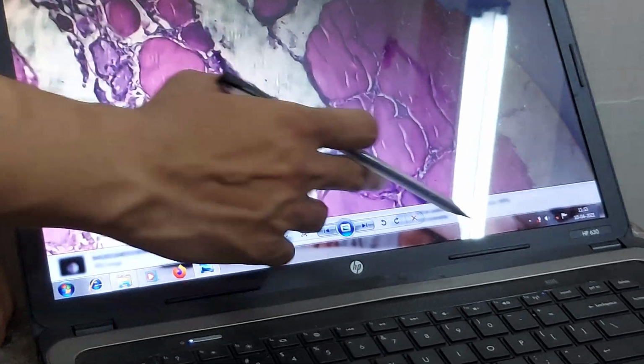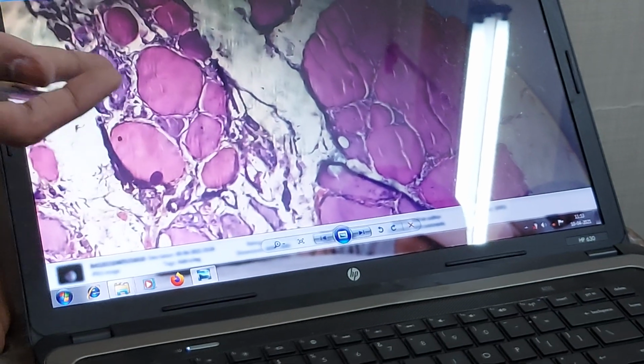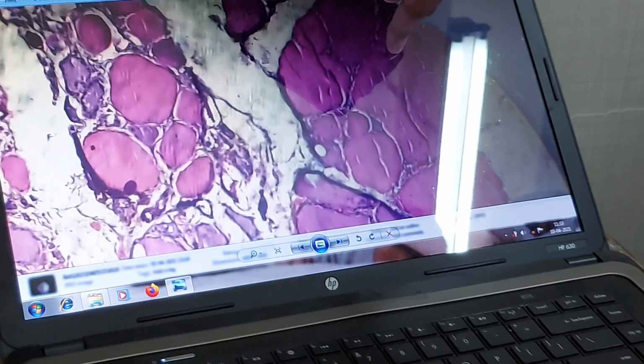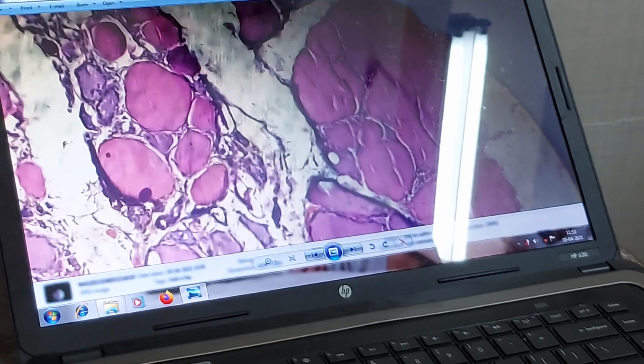But you can't find any ducts over here. Could you find any ducts over here? No. These are the follicles. Within these follicles, have you seen any ducts? No. In case of parotid gland, you haven't seen, right?